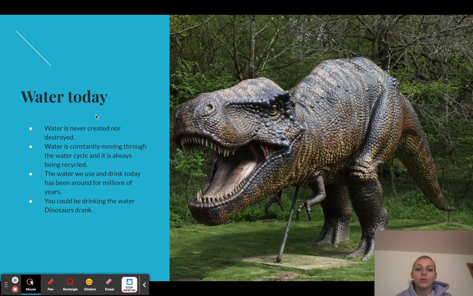Water today. Water is never created nor destroyed. Water is constantly moving through the water cycle and is always being recycled. The water we use and drink today has been around for millions of years. You could be drinking the water dinosaurs drank.